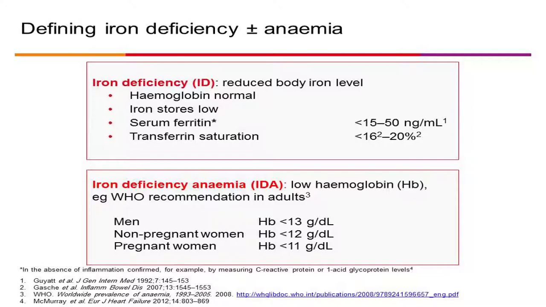Iron deficiency without anemia would have a normal hemoglobin level. The serum iron would be low, but again, the ferritin would be less than 20 or even 15, and the saturation would be less than 16%. In iron deficiency anemia, we reach an anemic stage. As I mentioned before, it's the same definition as anemia worldwide. So in men, a hemoglobin level less than 13 is considered anemia. In non-pregnant women, less than 12 is considered anemia, and in pregnant ladies, less than 11 is considered anemia.